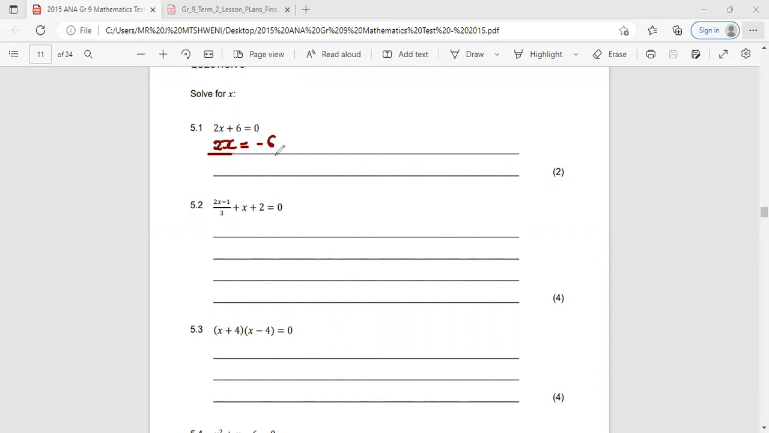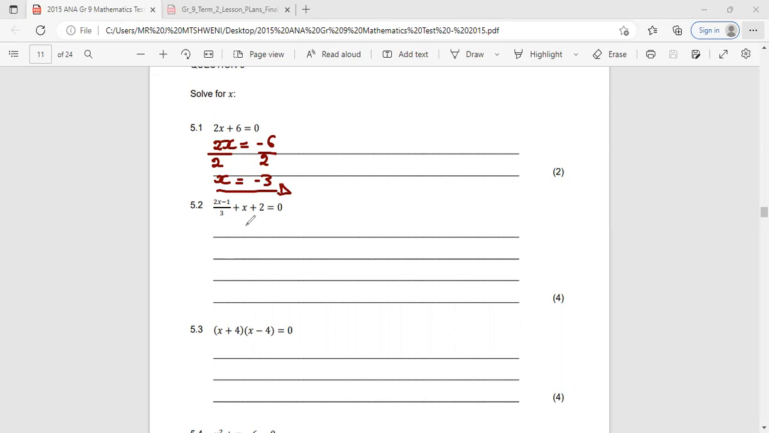Then since we're solving for x, we divide by what is next to the variable x, which is 2. Divide by 2, divide by 2. Therefore, my x is equal to what? Negative 6 over 2, which equals negative 3. Getting 2 marks.